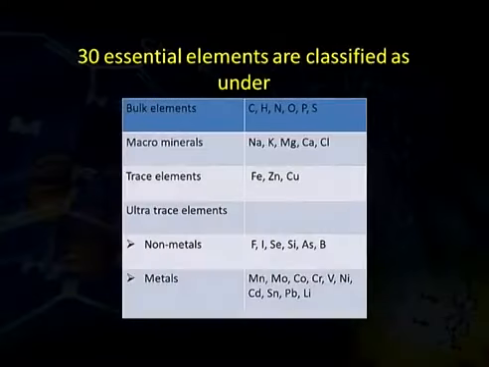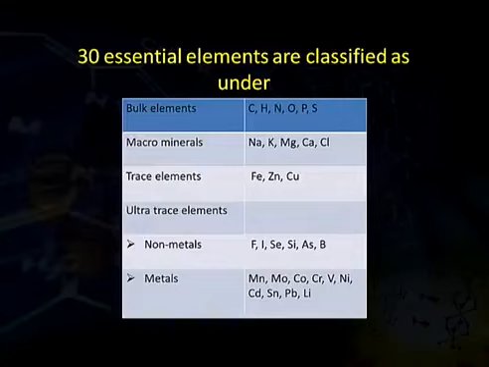The 30 essential elements are classified as under. Bulk elements include carbon, hydrogen, nitrogen, oxygen, phosphorus and sulfur. These are the elements which are present in bulk amount or in large amount in the body and they are required in the makeup of the organism. Then we have macro minerals. Macro, as the name indicates, again means large amount. These include sodium, potassium, magnesium, calcium and chlorine.